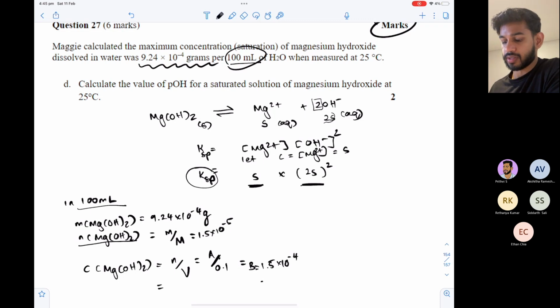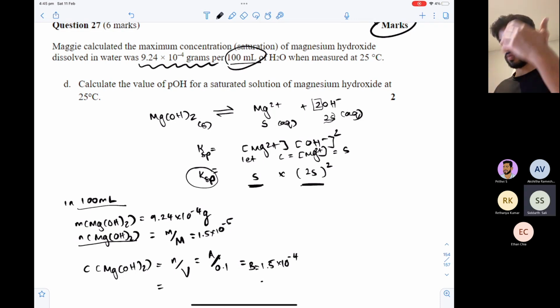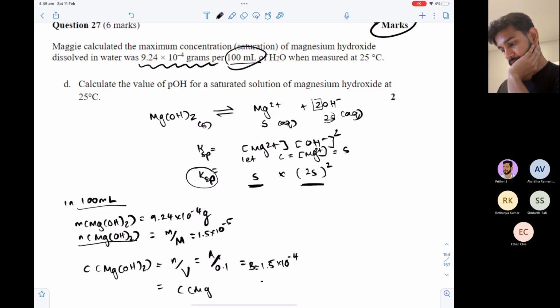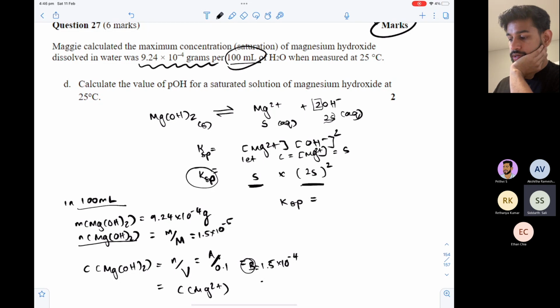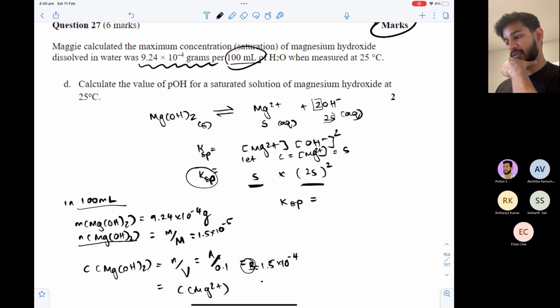Sid, is it equal to the concentration of magnesium hydroxide 2 times, what is it? Yep, it's equal. Good. So then we can sub that straight in, right? You can say that's B. So you can say, therefore, KSP equal to, do we need to find KSP? That's the question.